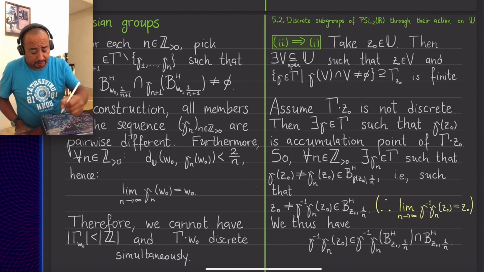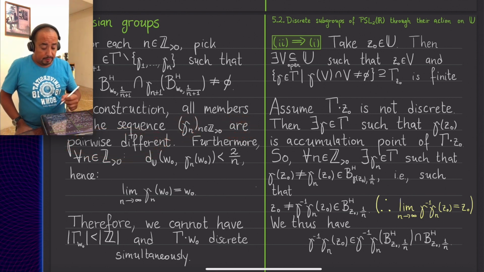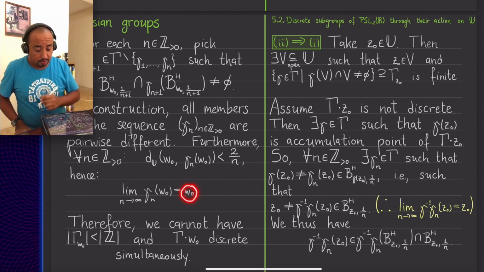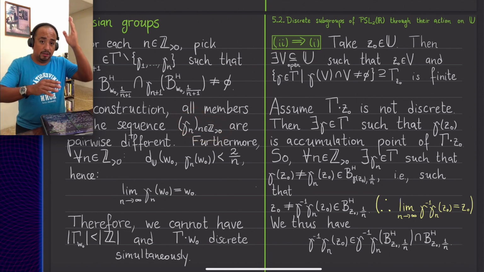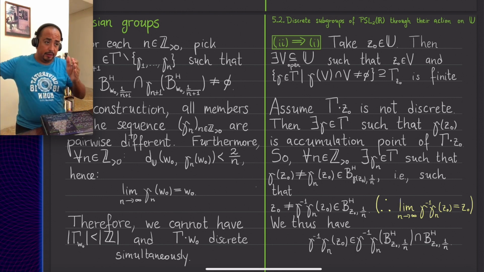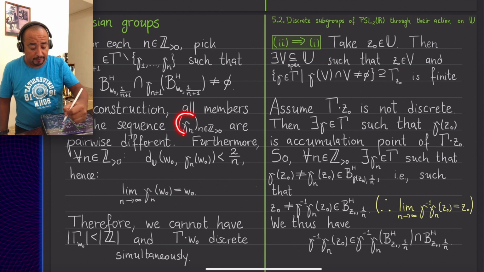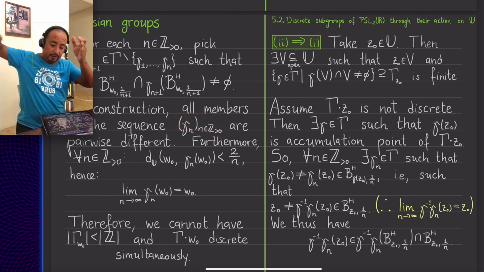But you see, first of all, these elements are all different, right? So if the stabilizer of W naught were finite, then only finitely many of these could be in the stabilizer. So I can chop the sequence, and actually assume that none of them lies in the stabilizer. So if the stabilizer is finite, then I can further assume that none of them lies in the stabilizer just by cutting off the beginning of the sequence.